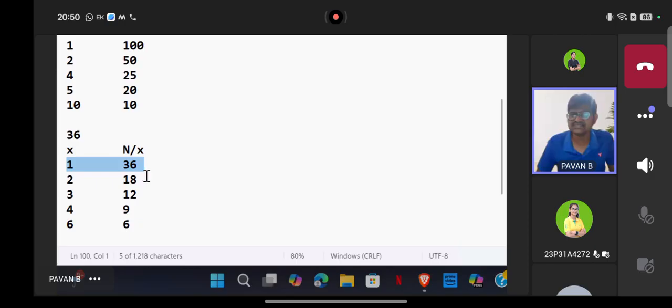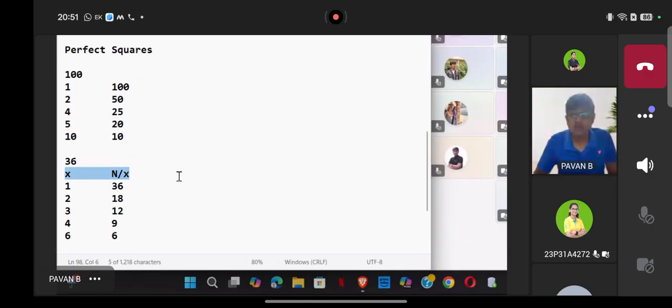1 and 36, so you can say it's a pair. 2 and 18, pair. 3 and 12, pair. 4 and 9, different pair. But you can see 6 and 6 are the same. So you can easily check whether x and n by x are equal or not. If they are equal, that means you need to count only once. Only one number is there. If they are not equal, you can count 2 times.